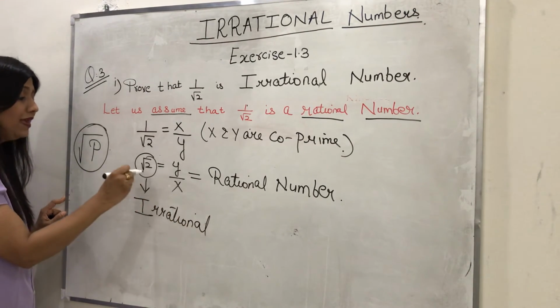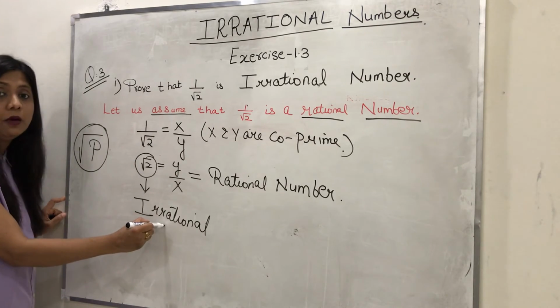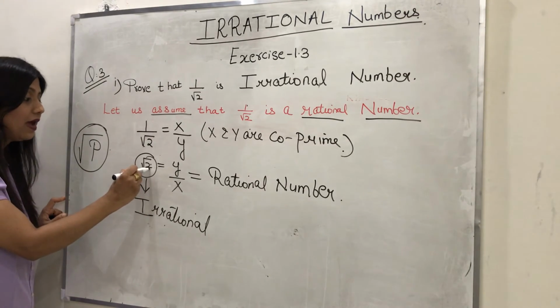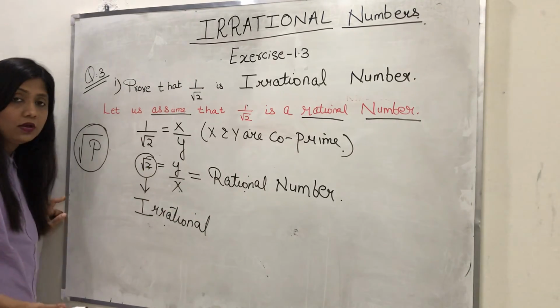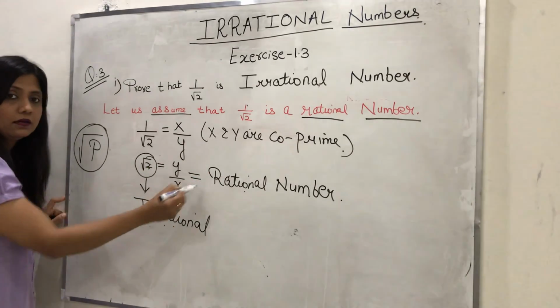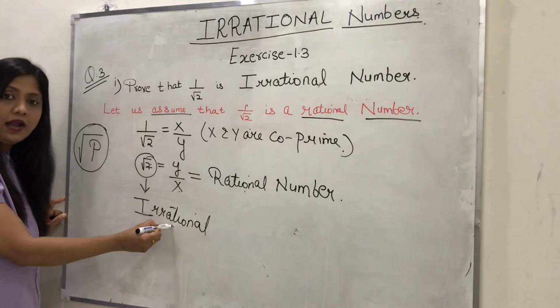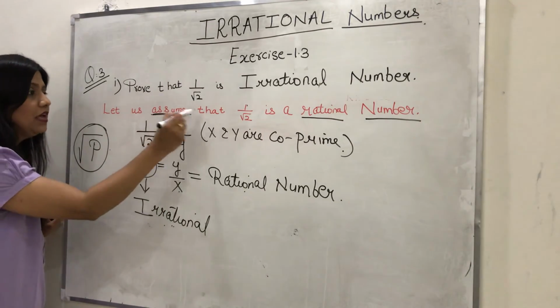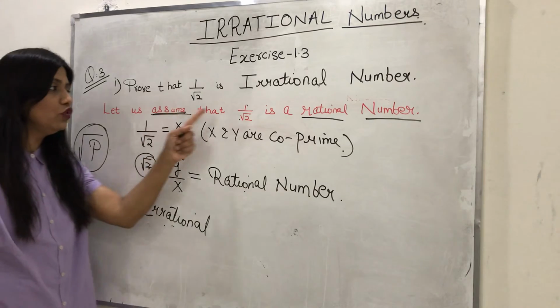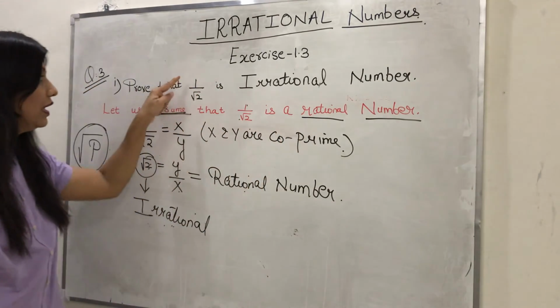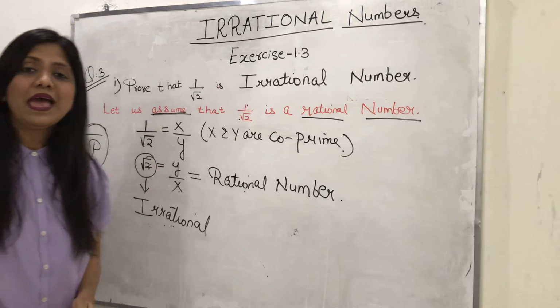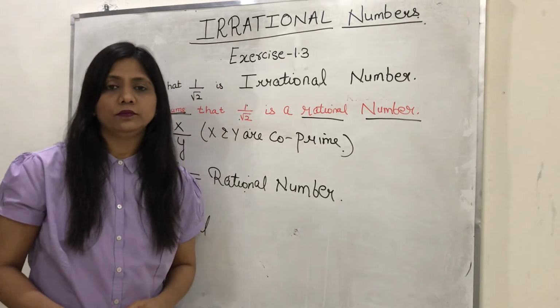So what I know is root 2 is an irrational number. But what I am getting is root 2 in p by q form. It is a rational number. So this is contradicting. If it is contradicting, it means my assumption is wrong. What I have assumed, that 1 upon root 2 is rational, is wrong. So I can say that 1 upon root 2 is an irrational number.